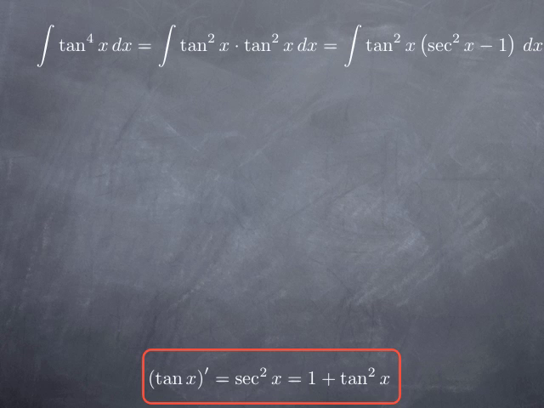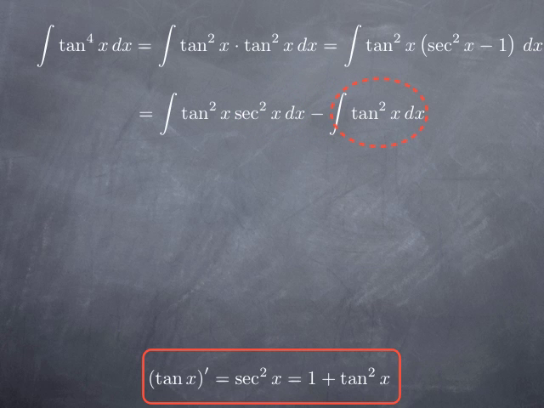So tangent to the 4th is really tangent square times tangent square, and we can write one of these tangent square as secant square x minus 1. Multiplying things through and splitting the integrals, we obtain the integral of tangent square times secant squared minus the integral of tangent squared. In the first one, we're in good shape because now I have integral of tangent square x multiplied by the derivative of tangent. So this integral I'm going to be able to deal with by substitution using u equal tangent x.